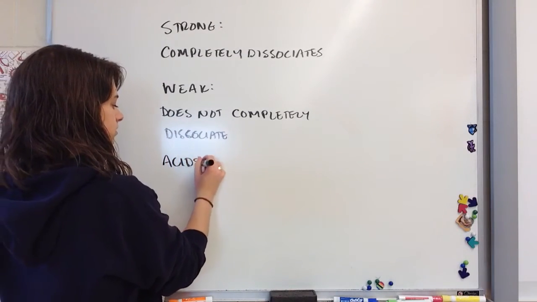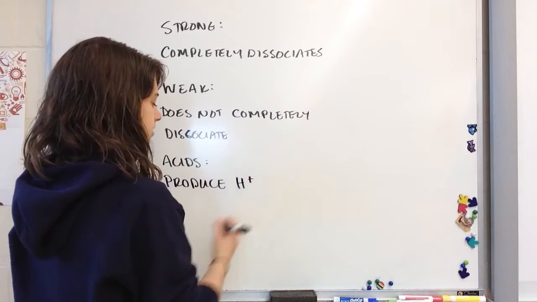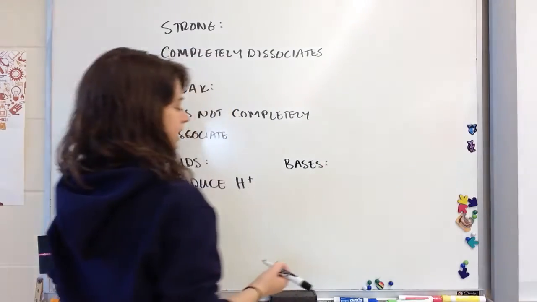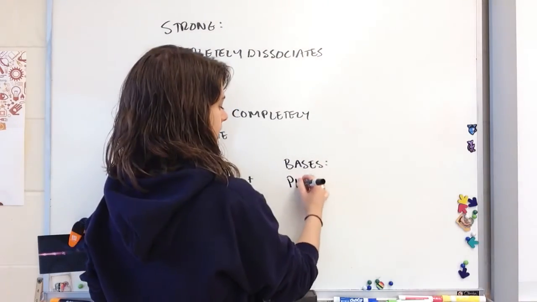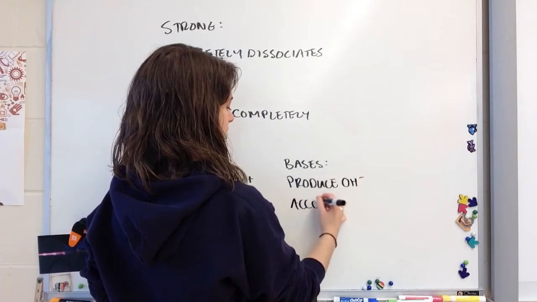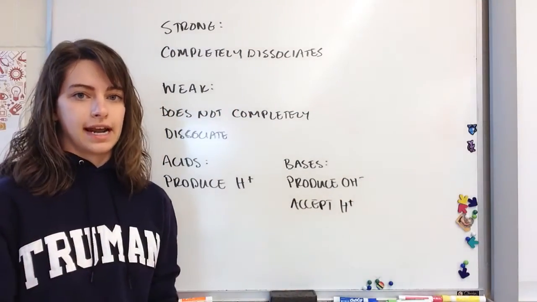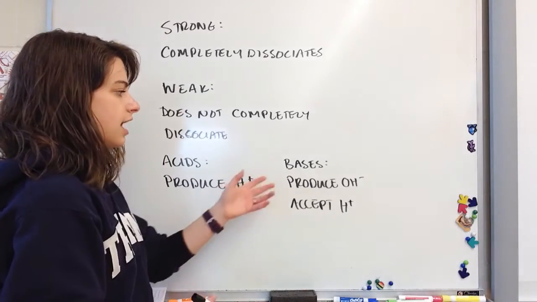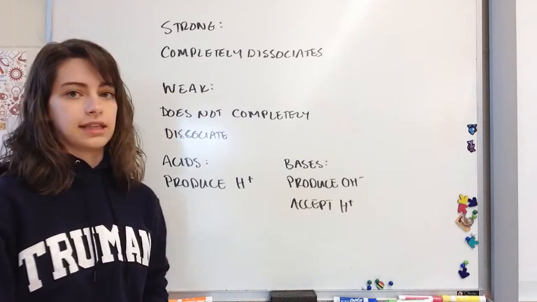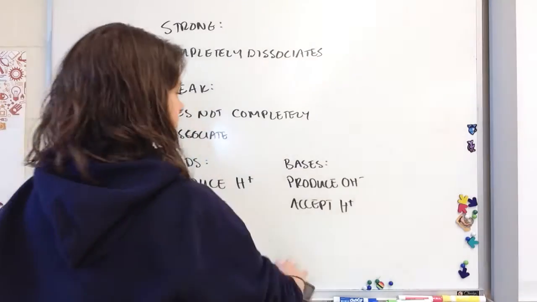So acids are going to produce H plus ions, and bases we can think about in two ways. It's going to produce OH- ions, or it can accept H+. So no matter what, an acid is going to donate an H+. So you're going to see an H+ ion floating around. A base, you're either going to see OH- ions floating around, or you're going to see that they accept H+, or hydrogen ions. So let's look at a couple of examples.